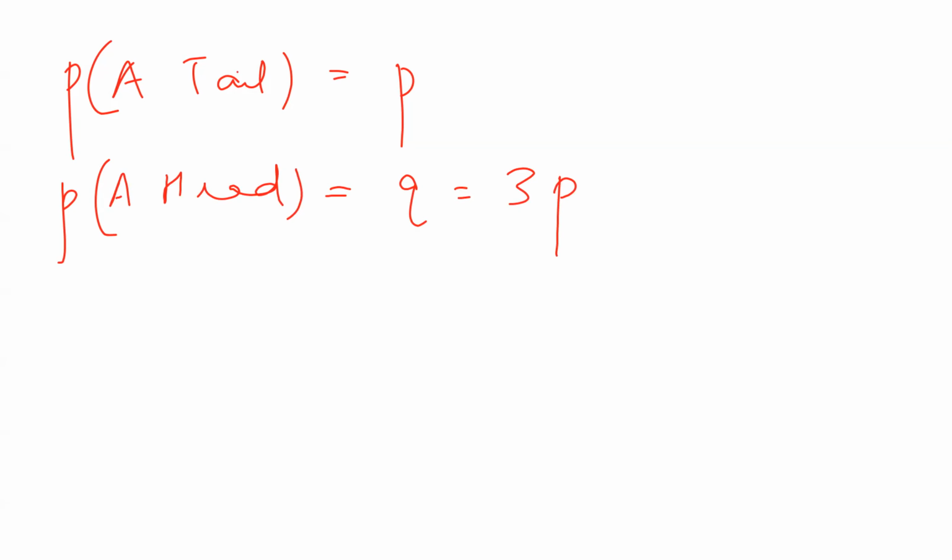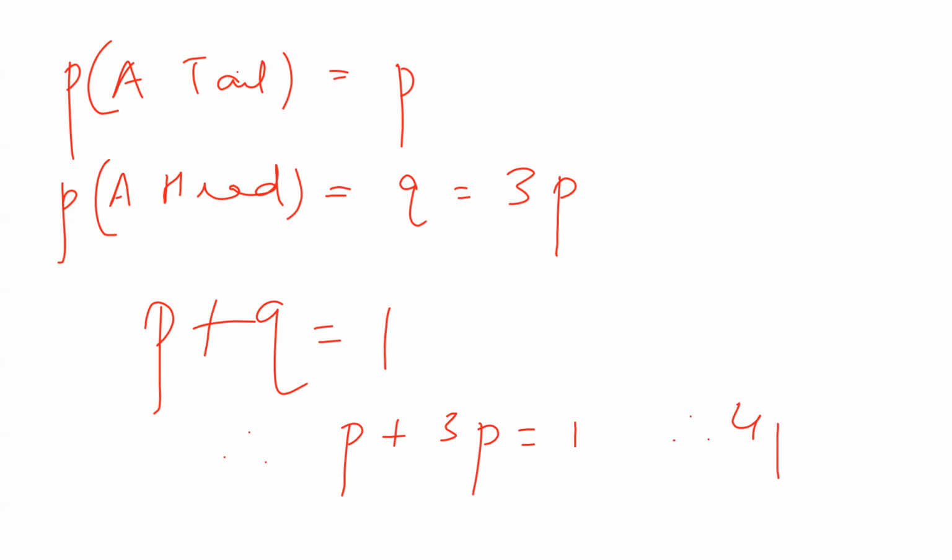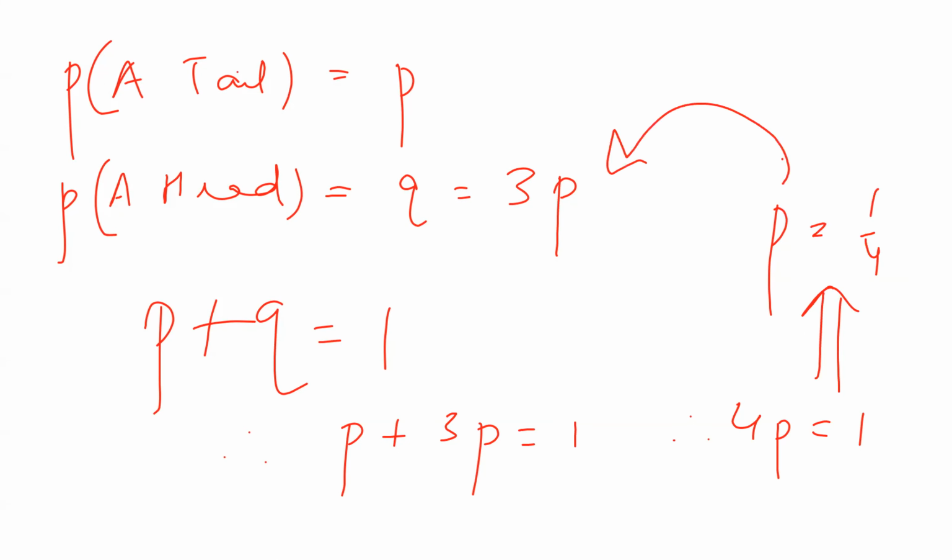Now P plus Q is equal to 1, since it's a probability distribution for one throw. So P plus 3P is equal to 1. Therefore 4P is equal to 1. This gives me P is equal to 1 by 4. And if you put this over here, you'll get Q as 3 by 4.